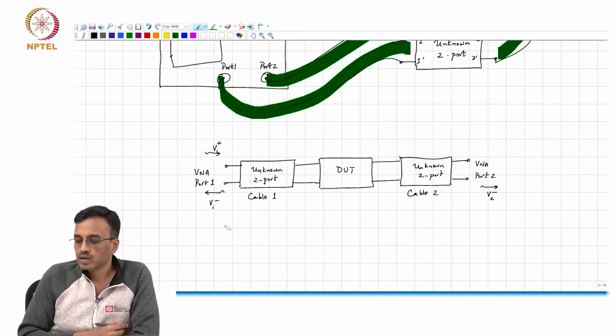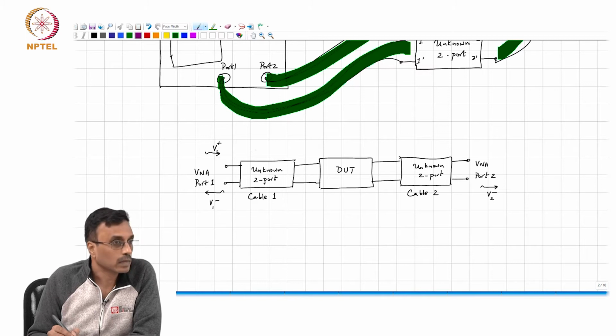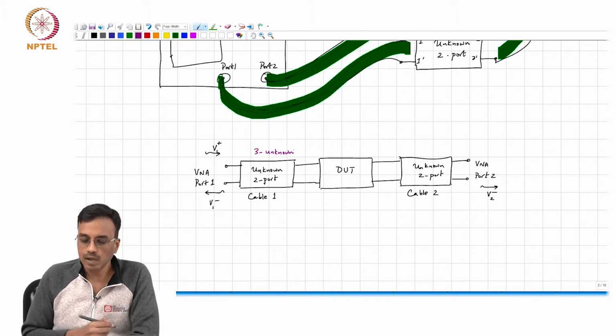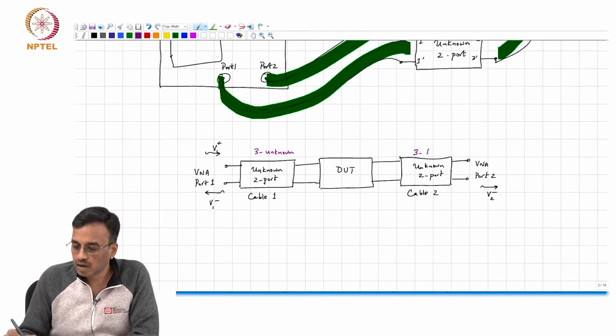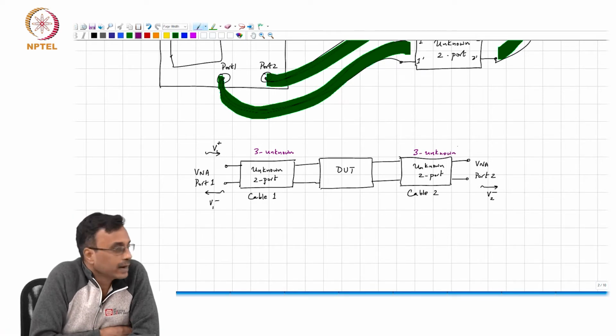Okay. But now how many unknowns do we have here? Well, we have 3 unknowns corresponding to the 2-port response of this cable, and here you have 3 unknowns with respect to the output cable, correct? So, what do you suggest we do?